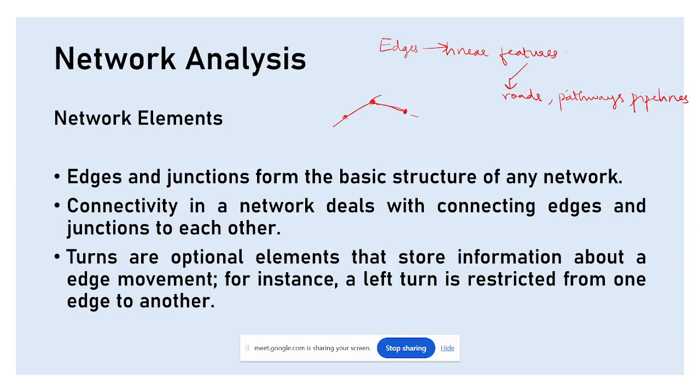Then we have junctions. So junctions are also called nodes. They are the points, as I said, where two or more edges meet. So these represent the intersection, endpoints or network connections. So for example, a road is a very good example for network analysis. So you can always think in this aspect, like whenever I'm saying some example, think of it in terms of roads.